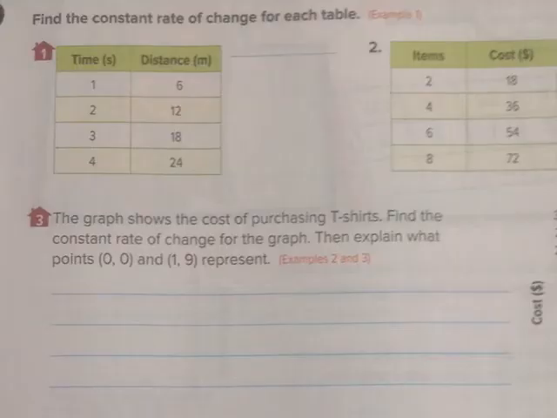Alright, so for this, the first problem is asking the constant rate of change for each table. So what we're going to do is try to find per one how much is it of the other. So look at the first number, and in the left column it's 1, and on the right it says 6. So the distance is 6 meters per 1 second.